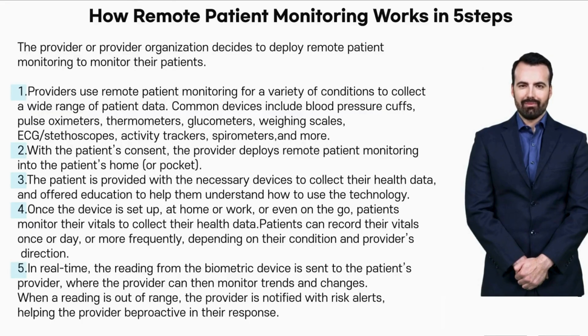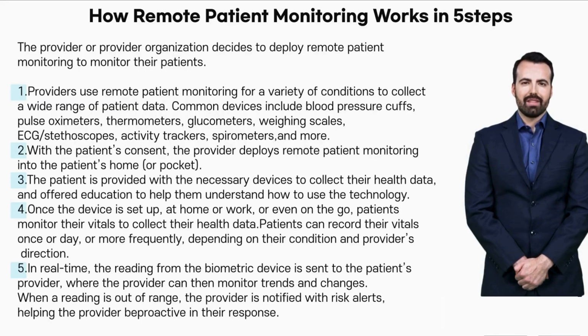Now you can see how remote patient monitoring works in 5 steps. 1. The provider or organization decides to deploy remote patient monitoring to monitor their patients. Providers use remote patient monitoring for a variety of conditions to collect a wide range of patient data. Common devices include blood pressure cuffs, pulse oximeters, thermometers, glucometers, weighing scales, ECG stethoscopes, activity trackers, spirometers, and more. 2. With the patient's consent, the provider deploys remote patient monitoring into the patient's home or pocket. 3. The patient is provided with the necessary devices to collect their health data and offered education to help them understand how to use the technology.